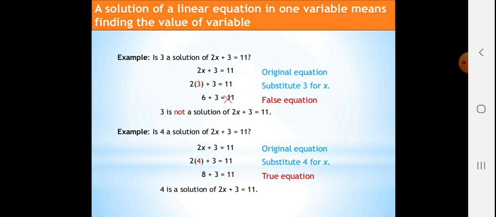Is 4 a solution of 2x plus 3 is equal to 11? Let's check. Instead of x, I will put the value of 4. 2 fours are 8 plus 3. 8 plus 3 is equal to 11. So yes, this is a true equation and yes, 4 is the solution of the given equation.